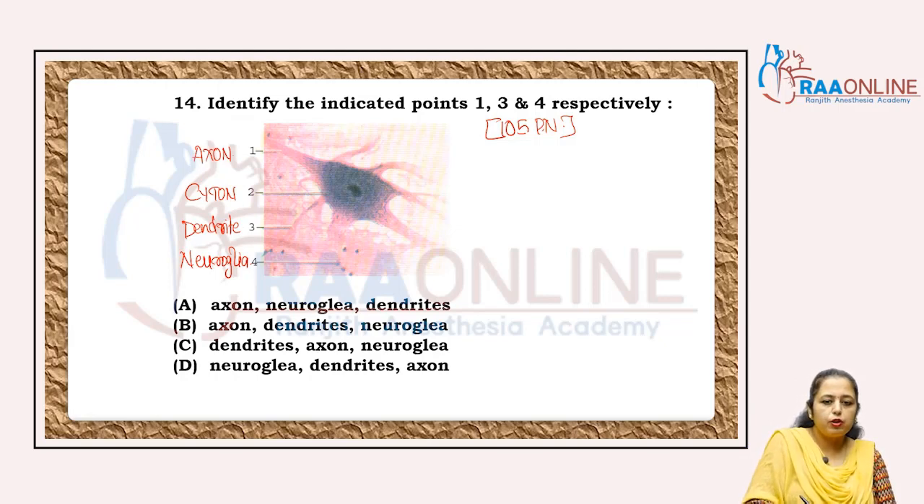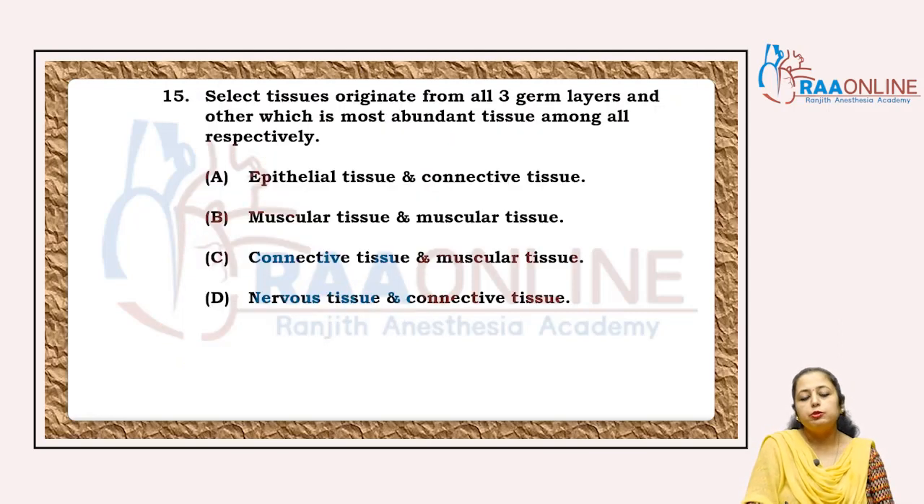1 is axon. Axon is present in both C and D, so those options are cancelled. 3 is dendrite, and 4th is neuroglia. Axon, dendrite and neuroglia, option B; A is also cancelled, right? So the correct option is B. Come to the next question.